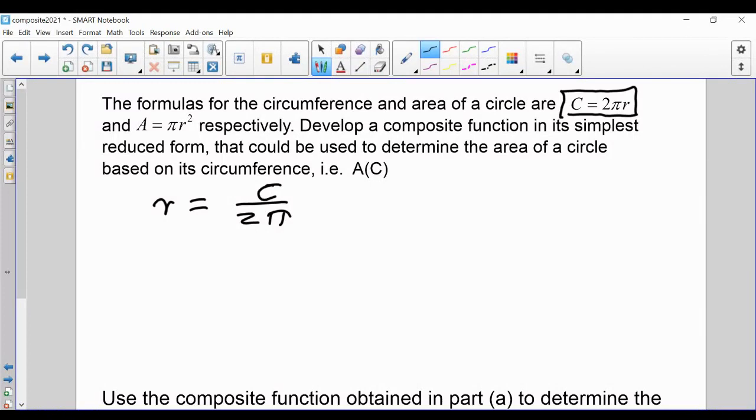So can I now take this information and plug that into the second function so that all I have is an A function that references C rather than R? Yes, I can do that. So my A is therefore equal to pi, not by R again, but by C over 2 pi squared. So at the end of the day, I should have a function.